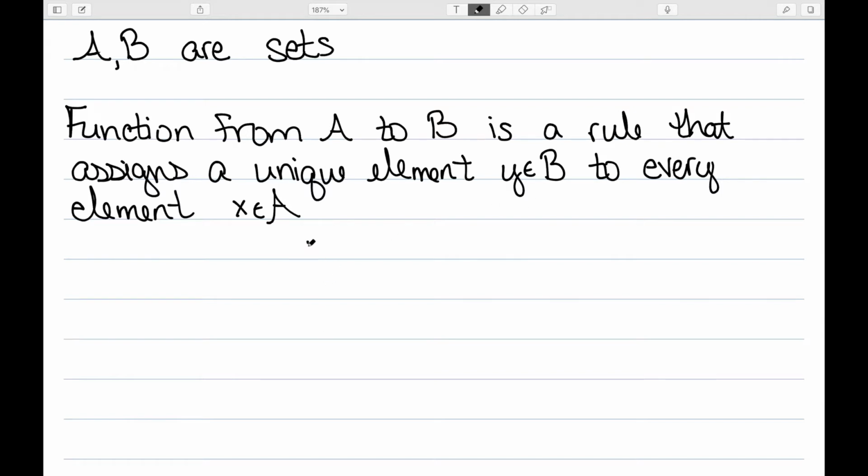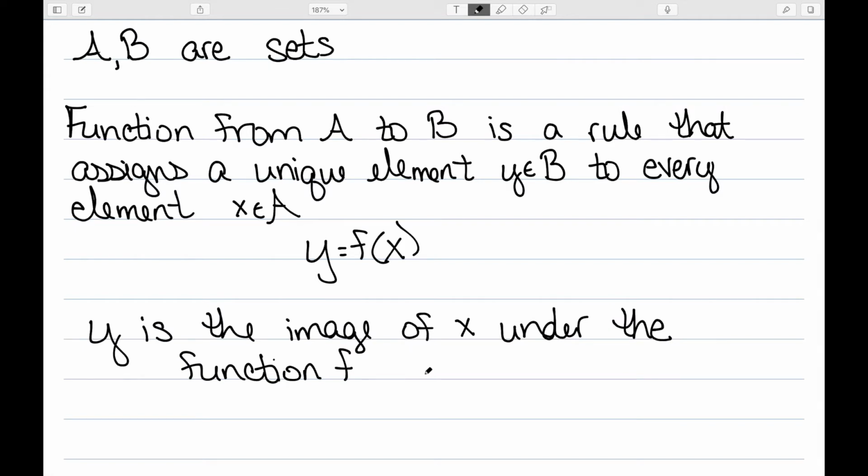And instead of y, we typically write it as f of x. So we typically write y equal to f of x. We say y is the image of x under the function f. We also tend to write functions as f, semicolon, and then A arrow B. This indicates that my function is defined by f, and it goes from A to B.